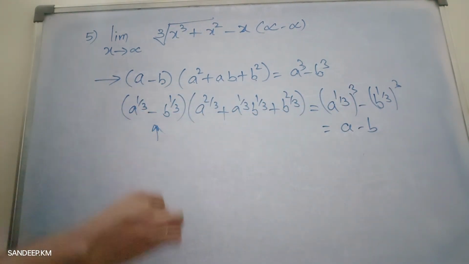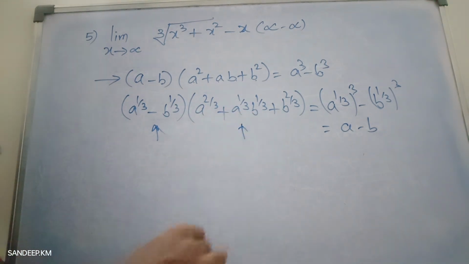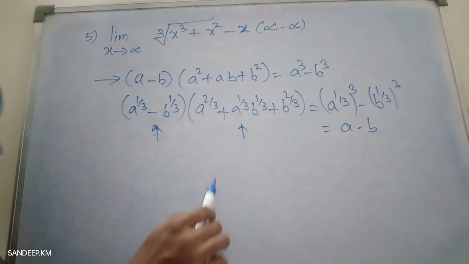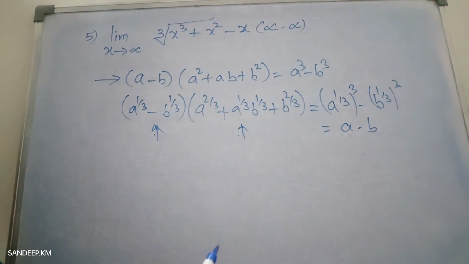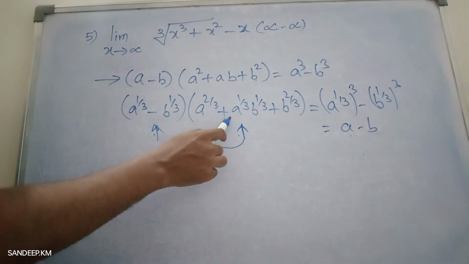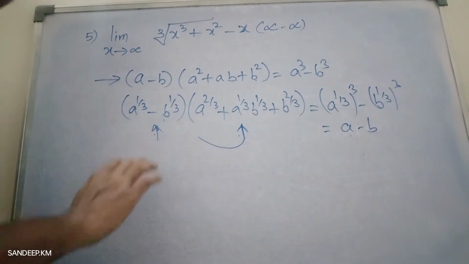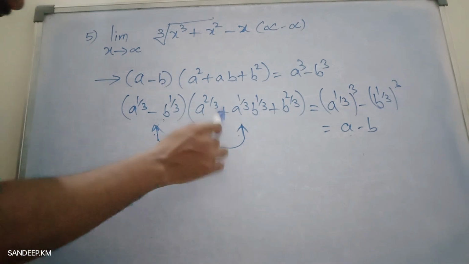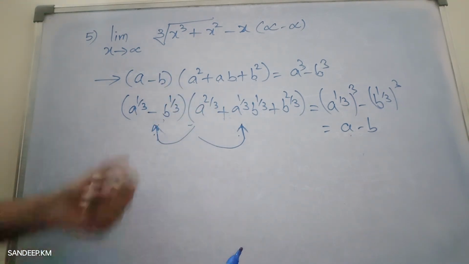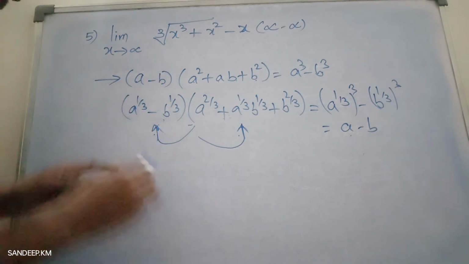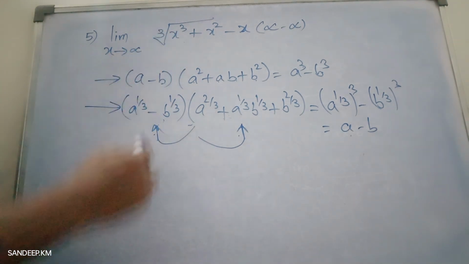Actually, this is an irrational number and this is also an irrational number. The product of these two irrational numbers is a rational number. Correct or not? That's why this is called the rationalizing factor of this, and similarly this is called the rationalizing factor of this, because the product of these two irrational numbers is a rational number. I am going to use this while solving this question.